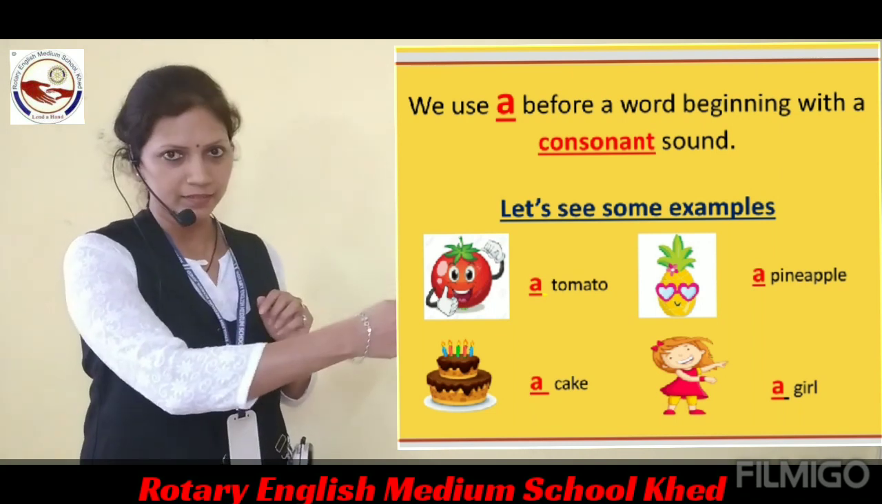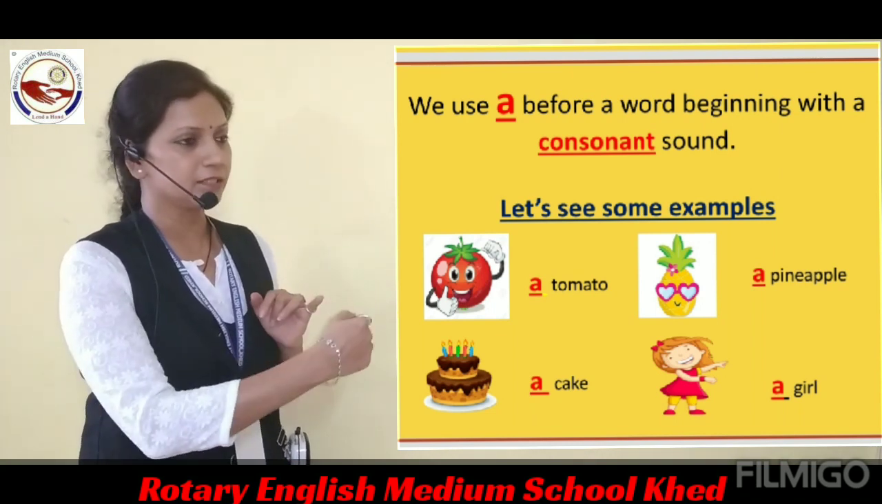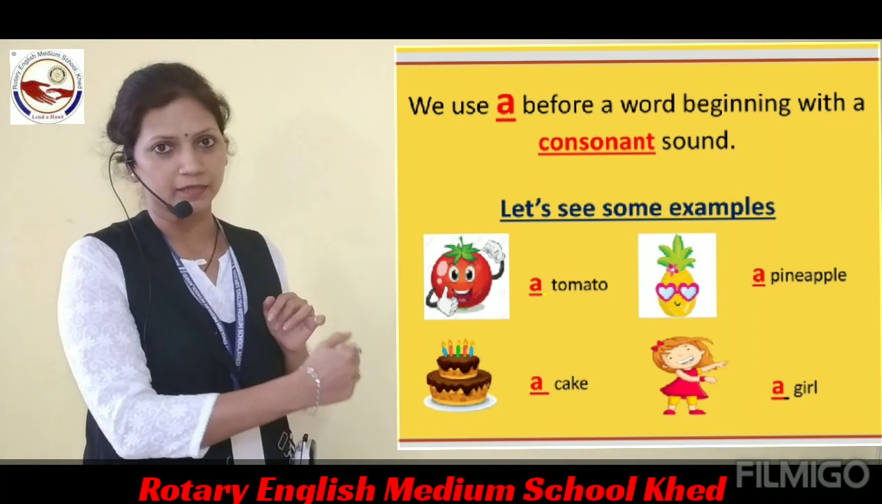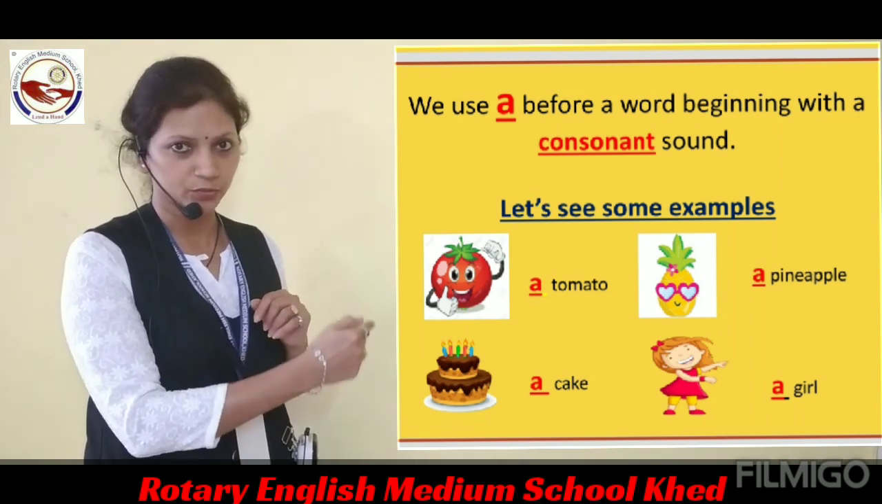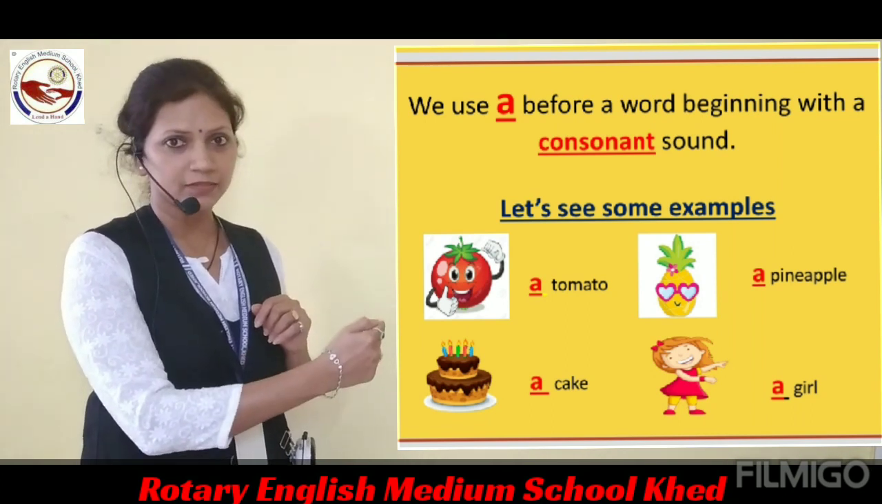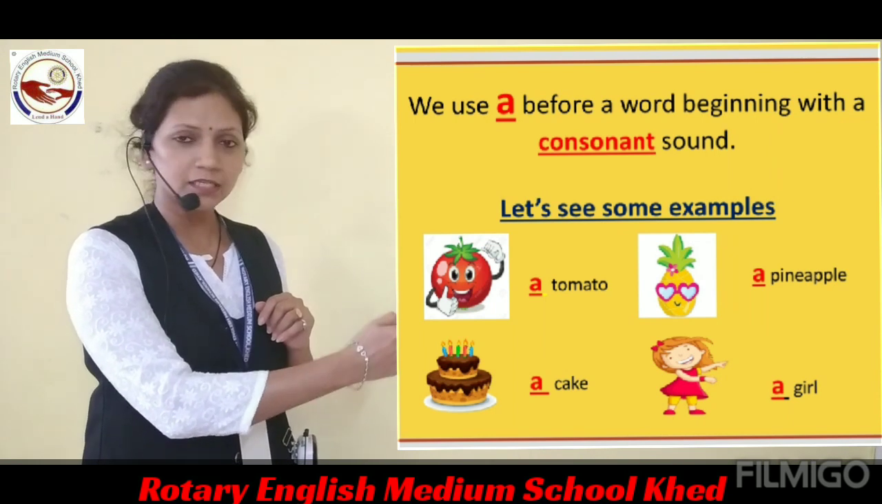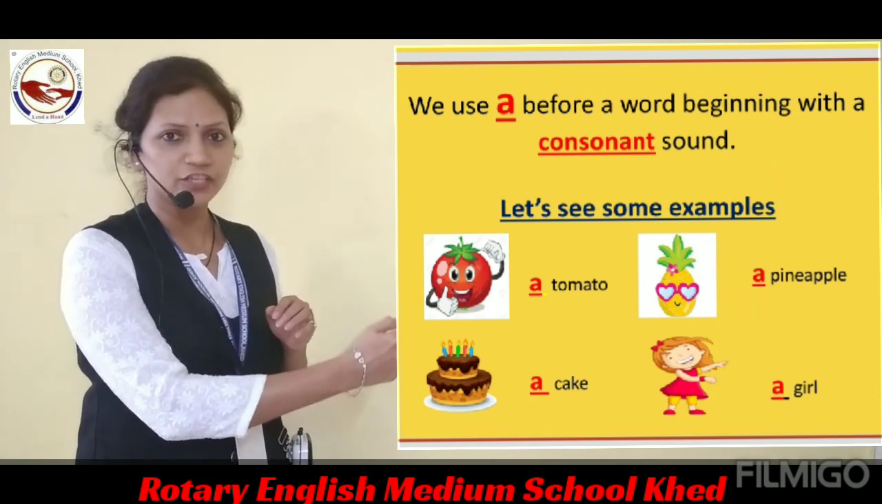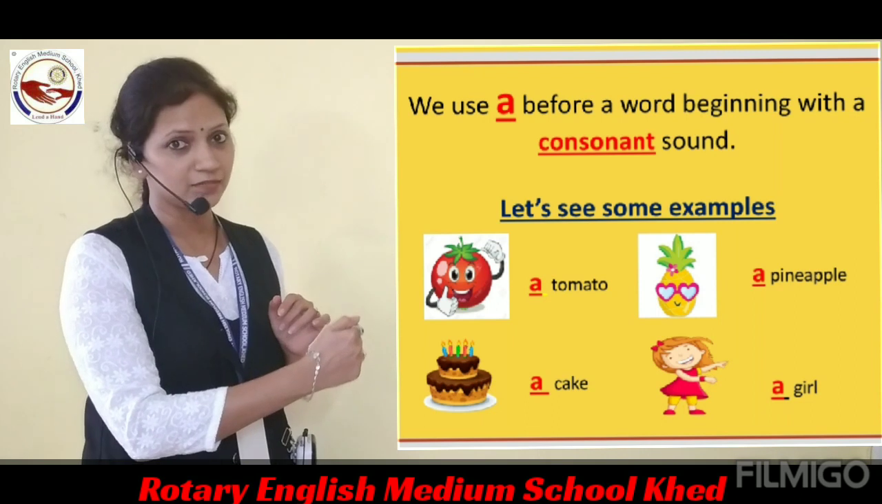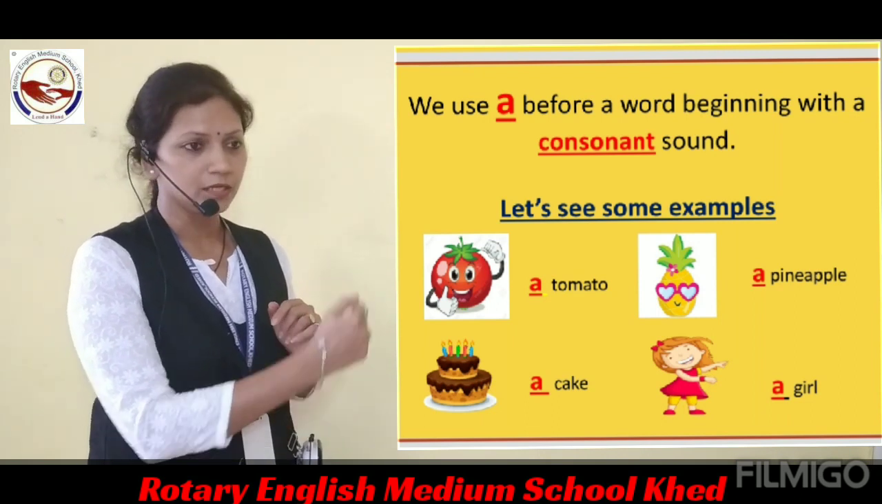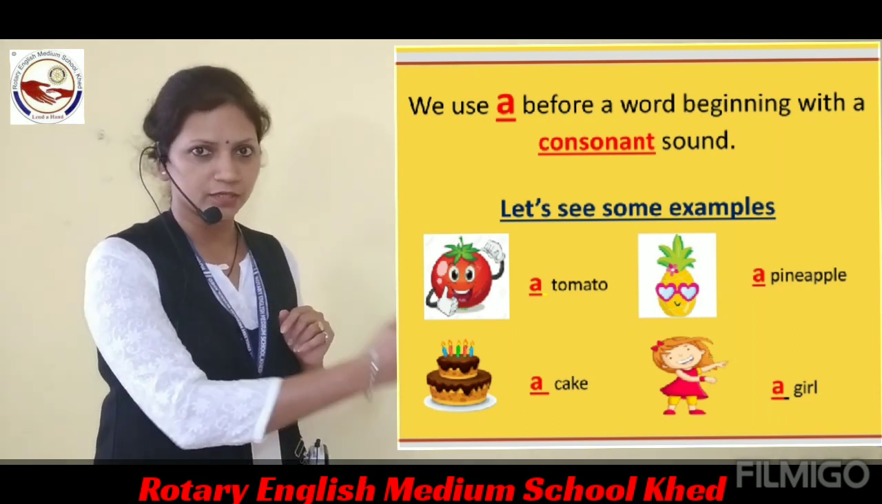Let's see some examples. I have taken some pictures with the spelling. The first picture is a tomato. The word starts with the T sound, and T is a consonant. So I used A here. As we learn, we use A before a consonant sound.